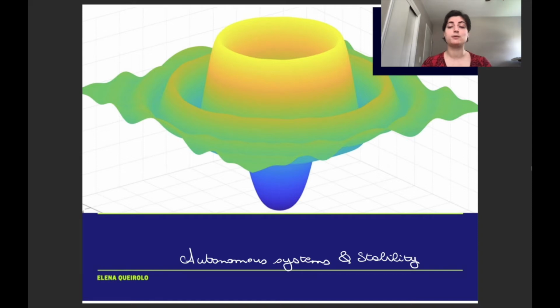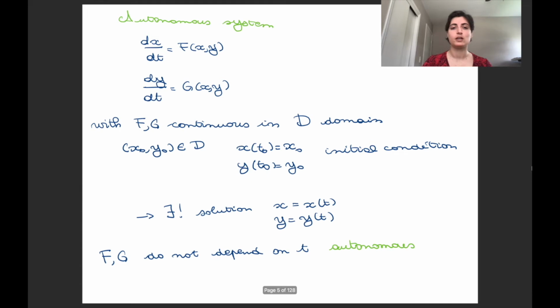In this first video, we want to talk about autonomous systems and their stability. So we are looking at a system of two equations in which we have x and y both depending on time, and their derivatives depending on x and y themselves. So we write this as dx/dt equal to a function of x and y, and dy/dt is equal to another function of x and y. So t is not appearing on the right-hand side.